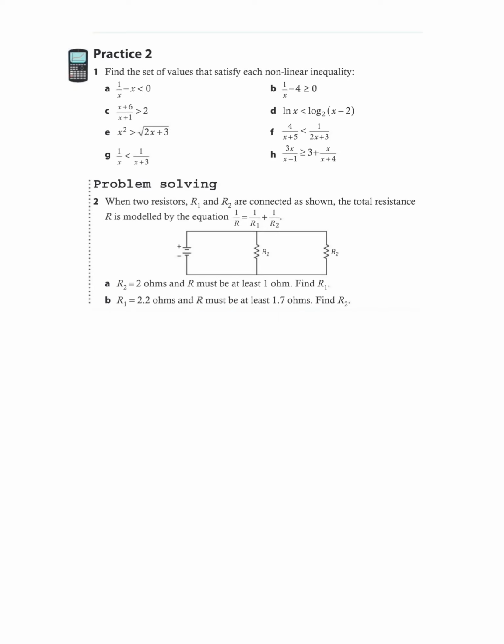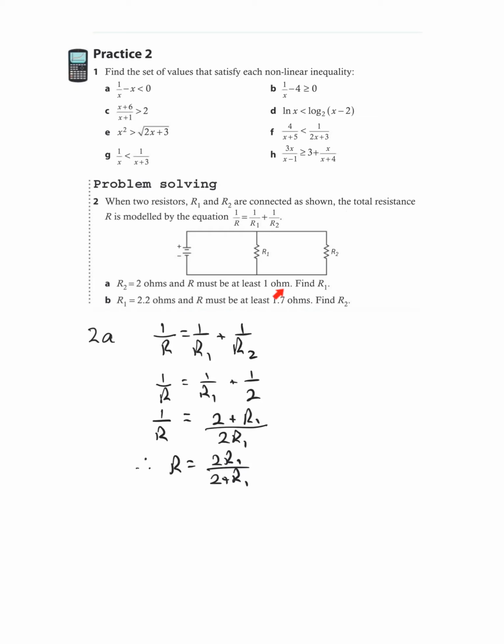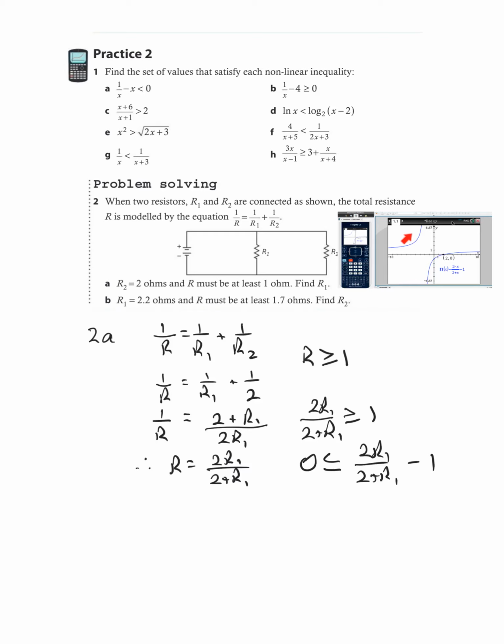Now they also told us that R must be at least 1 ohm. So let's include that information: R is greater than or equal to 1. All we need to do now is substitute that in. So we're saying R has got to be greater than or equal to 1. If this equals R, then 2R1 on 2 plus R1 must be greater than or equal to 1. Let's use the second method that we learned in the examples. So 2R1 over 2 plus R1 minus 1 must be greater than 0. We can see from the calculator that I found the point where it crosses the x-axis is at 2. So this function is greater than or equal to 0 for any value of R1 greater than 2.